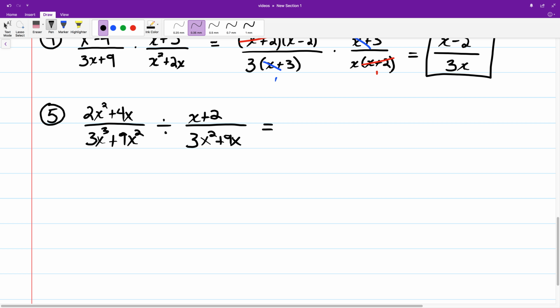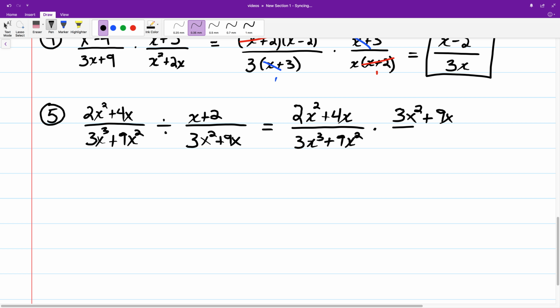And if I just rewrite this division statement in the context of multiplication, and we'll do it before we do any factoring, we had 2x squared plus 4x over 3x cubed plus 9x squared, times, just flipping the ratio, 3x squared plus 9x over x plus 2.